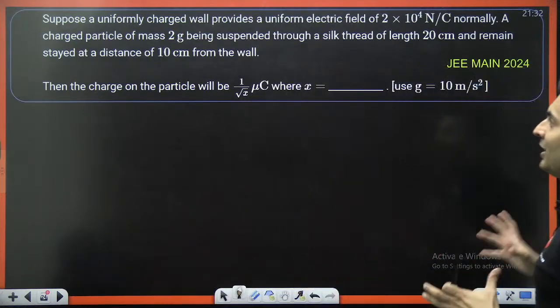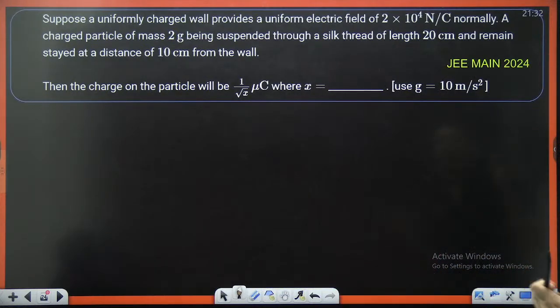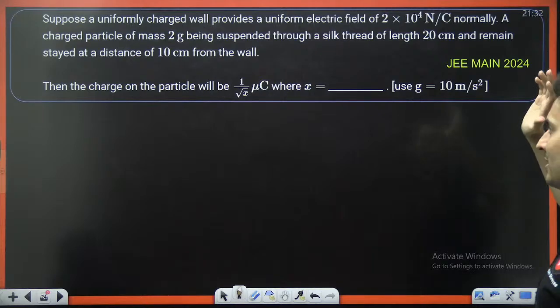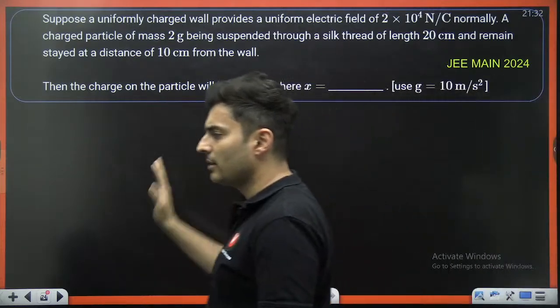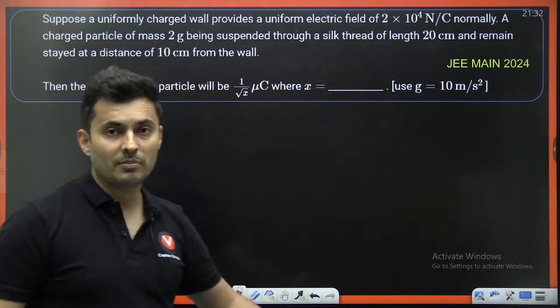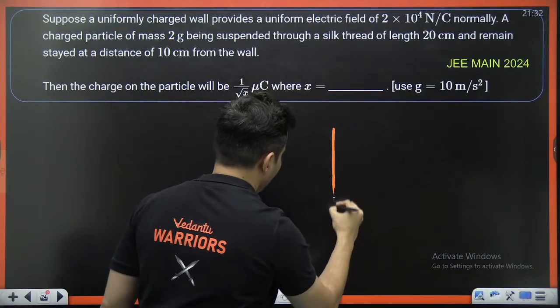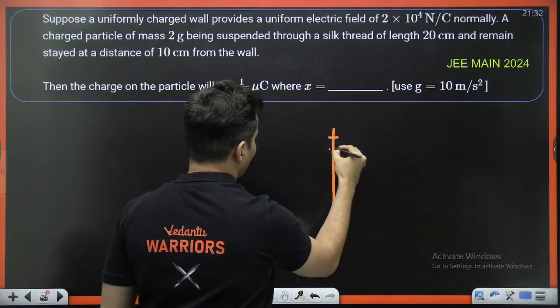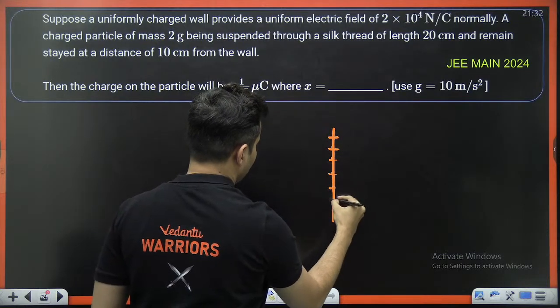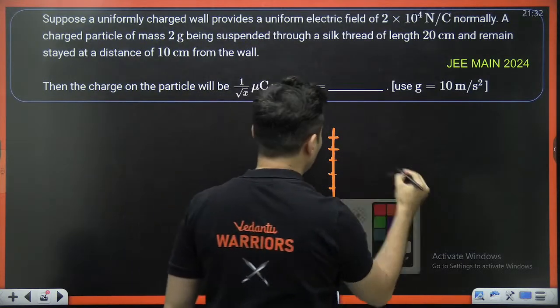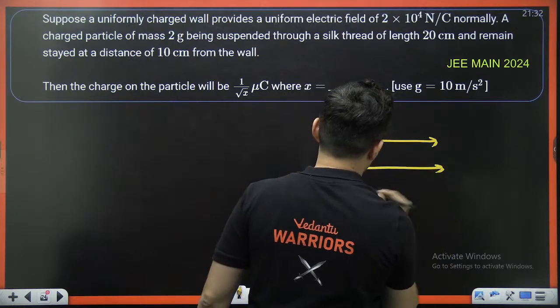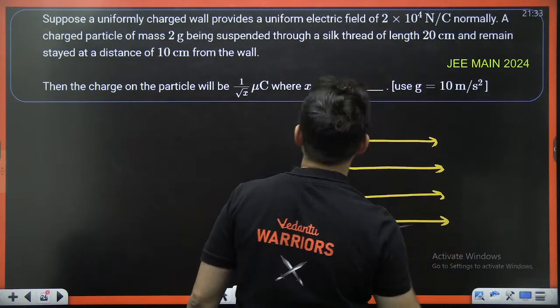Hold on. If you take a wall which provides some electric field and a particle is being suspended through some length and remains steady, this is also very repeated. If you see old question papers also, this kind of question has come. So what happens is you have a charged sheet like this, and that will give you some electric field.